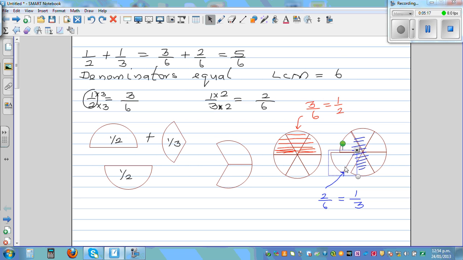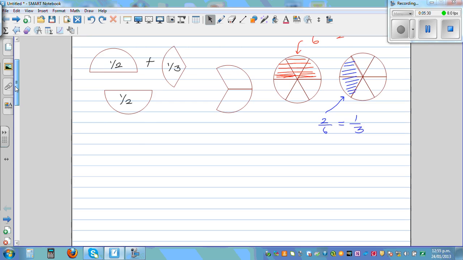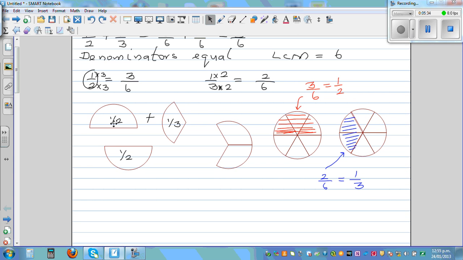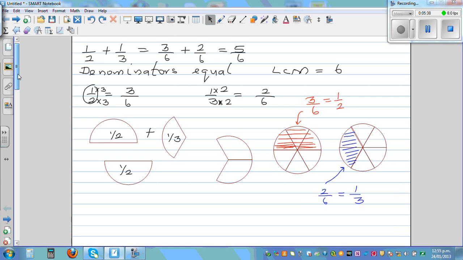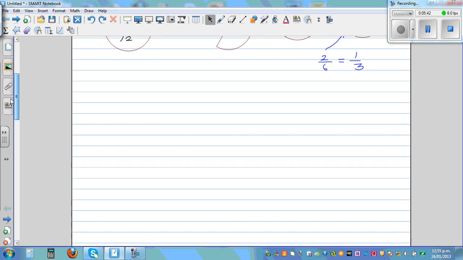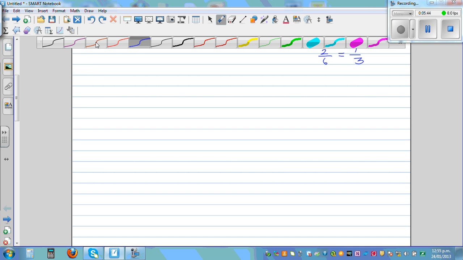Okay, so this is 2/6, and let me bring this back. And that's why 1/2 plus 1/3 is 5/6. Okay, so let me do a few more examples without drawing the circle. Now this is good when you have two numbers or easy fractions, but you can't do this every time. So let's take the next example.